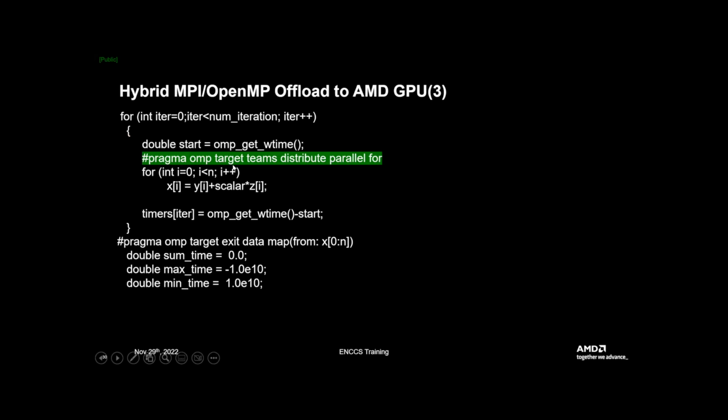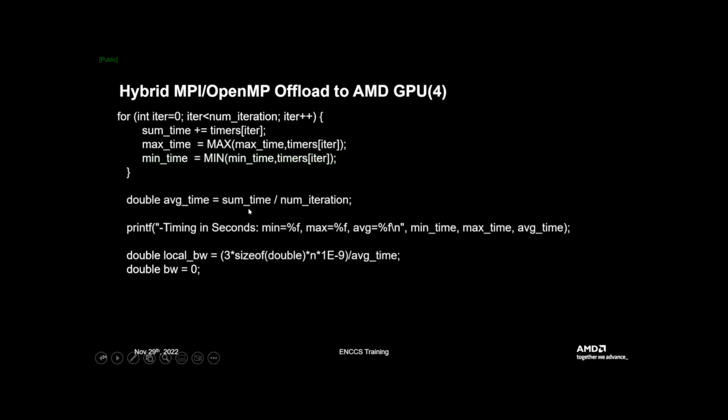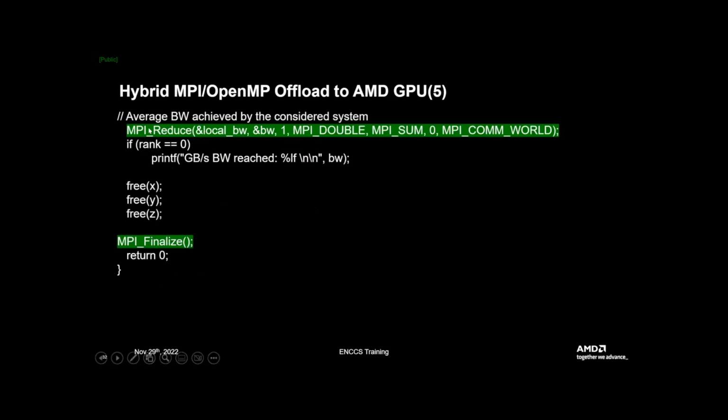We offload the loop on the GPU. We execute it, and at the end we collect all the data. We compute the local bandwidth and all this stuff. This is the triad example. So at the end we have the MPI reduce. That is the collective communication we are using here. And to finish the example, we have the MPI finalize.